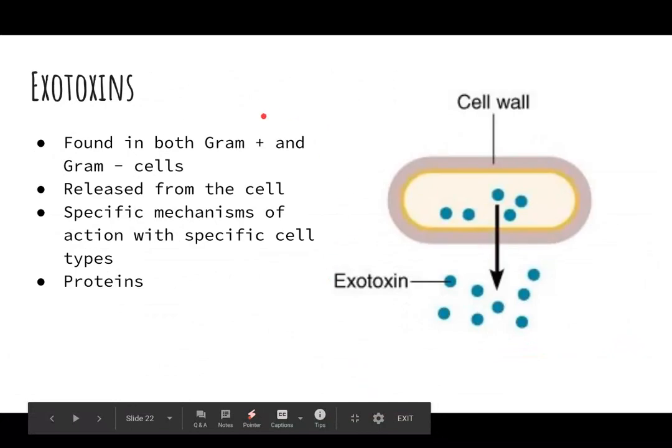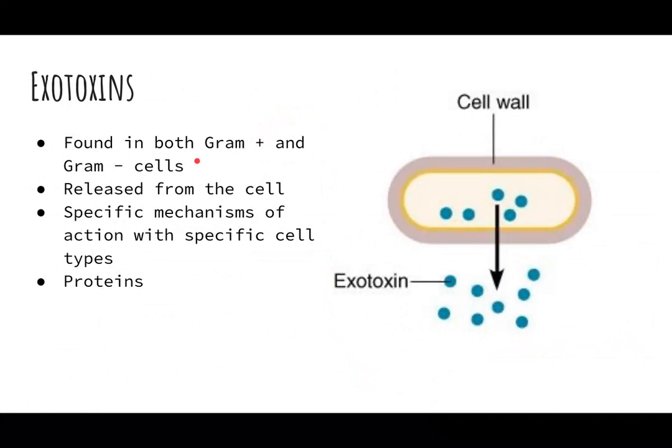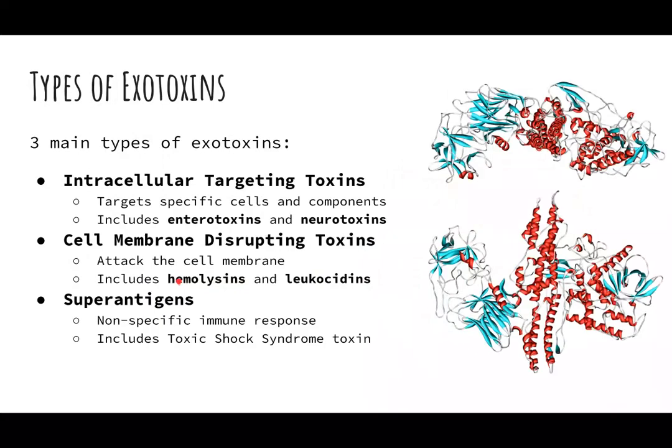Exotoxins, remember these are found in both gram-positive and gram-negative cells. They are going to be released from the cell, and they are going to be highly specific to which cell they affect and how they affect that cell. Then they are going to be made up of proteins, which is why they're relatively heat sensitive.